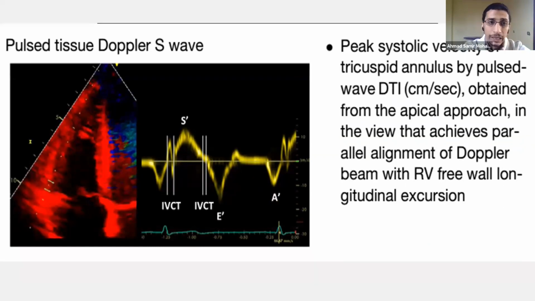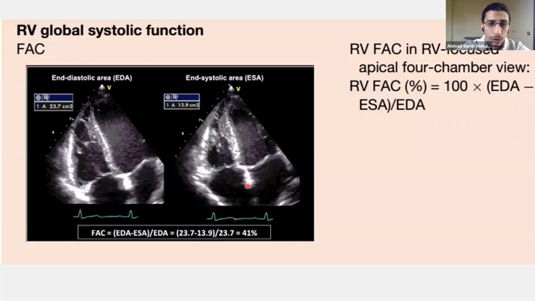For the global systolic function, again, despite it is a little bit more consolidating about the global function of the ventricle, however, it is taking it from a single view of a complex structure, but the fractional area change definitely offers more assessment of the RV function than the longitudinal functions previously mentioned. And it represents the magnitude of change between the traced area of the RV cavity from the diastolic frames to the systolic frames. It is equated as the end diastolic area minus the end systolic area over the end diastolic area. Normal values always range between 40 to 45%, and a number below 35% represents significant dysfunction of the RV.